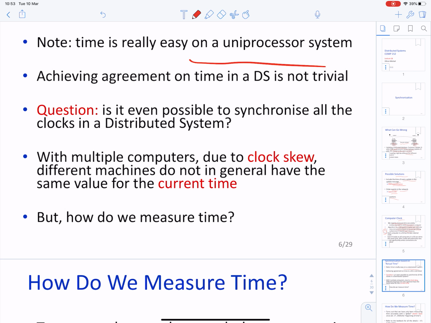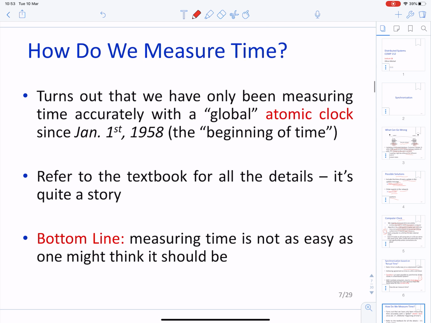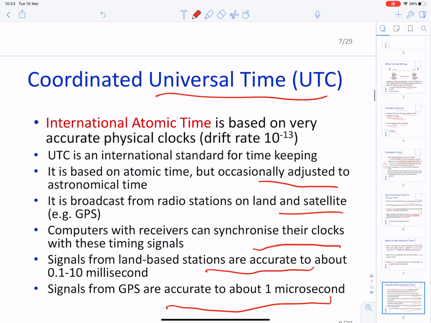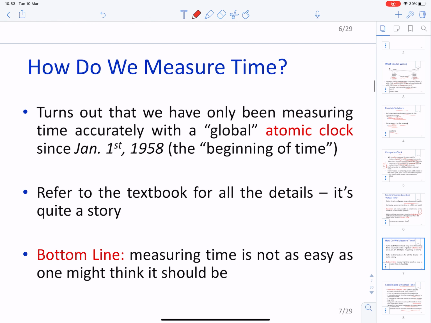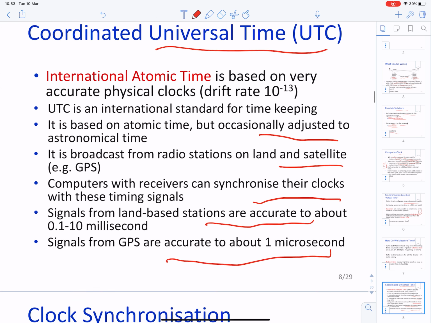Is it even possible to synchronize all the clocks in a distributed system, which has multiple computers? With multiple computers, due to clock skew, different machines generally do not have the same values for the current time. How do we measure time? It turns out we have only been able to measure time accurately with global atomic clocks since 1985. As the textbook says, the bottom line is that measuring time is not as easy as one thinks it should be.